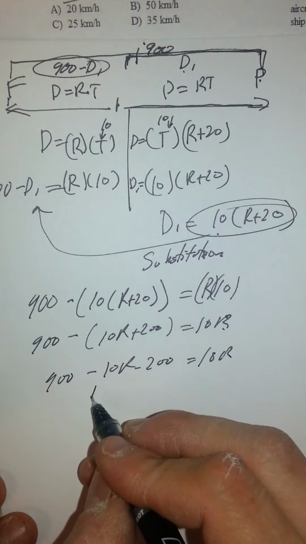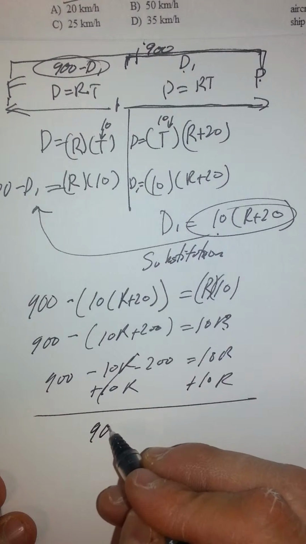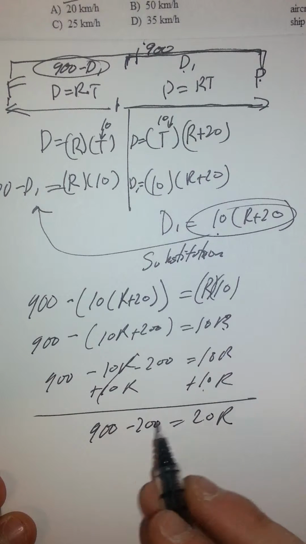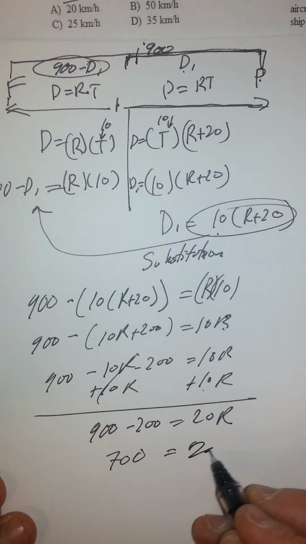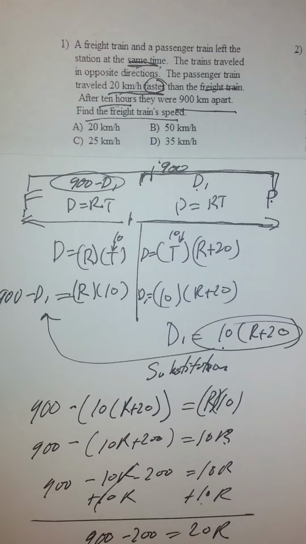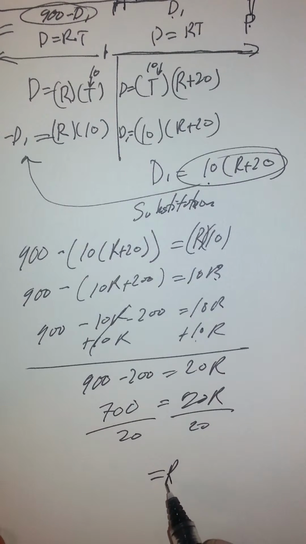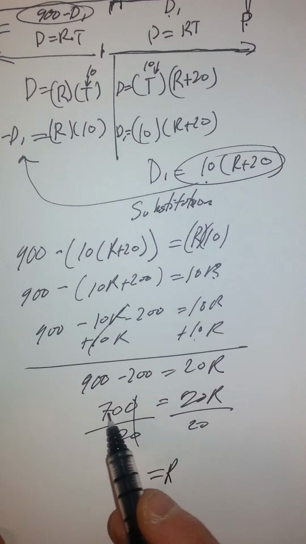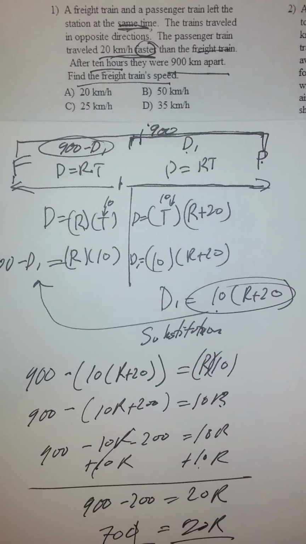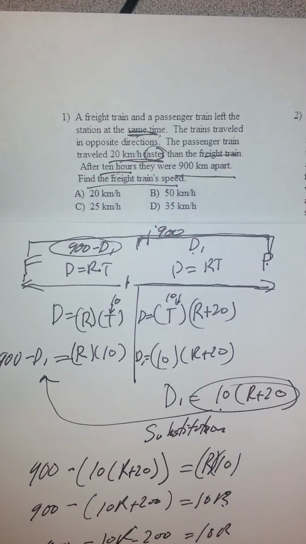I'm going to add 10R to both sides. So I'm going to have 900 minus 200 is equal to 20R. And 900 minus 200, I believe, is 700. And now we divide by 20. And so the rate, remember, because R was, who was R? Well, R is just the rate of the freight train. Over here, we have 700 over 20, which is 70 over 2, and half of that is 35. And so that is the R of the freight train, and that's what I wanted to find, the freight train speed. So we can clearly see it is 35.